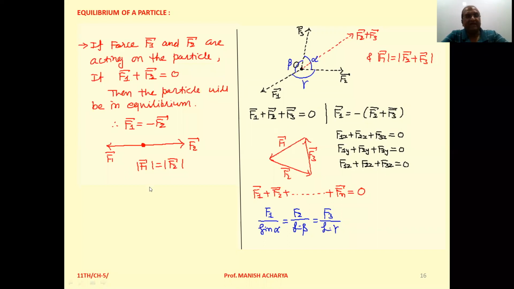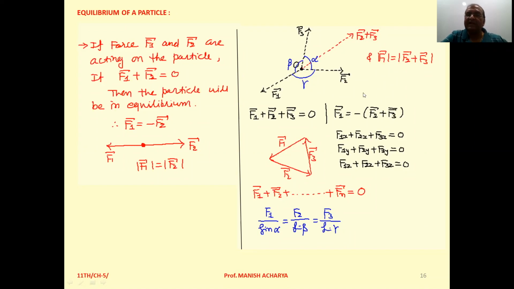Suppose three forces are acting. See here, as shown in this figure, this is the particle at O and forces F1, F2 and F3 are acting on this particular particle. So for equilibrium, the vector summation of all these three forces, F1 plus F2 plus F3, should be equal to 0. So here take this F2 plus F3 on the right hand side. So we can write F1 equal to minus into F2 plus F3.